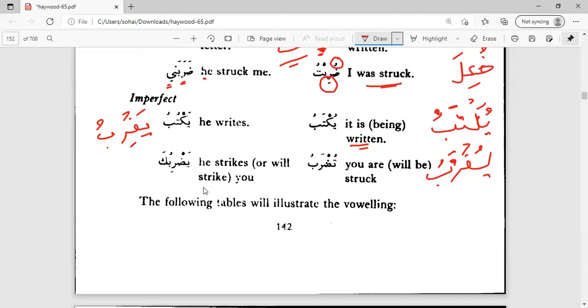Okay, another example. Yadribuka, he strikes you, or he is striking you, or he will strike you. Tudrabu, you are struck, you are being struck, or you will be struck. So here it says tudrabu. Does that make sense? Here we know the subject, or the fa'il, the person doing the action, he. Here we don't know, we just know the person being struck. Does that make sense?